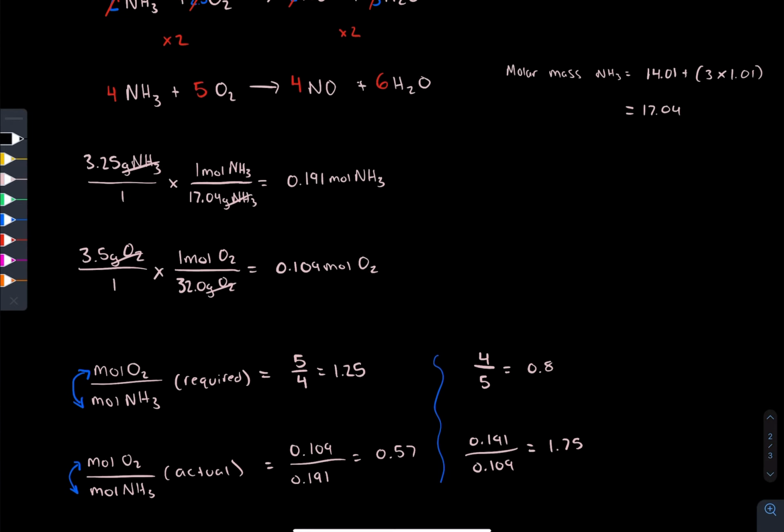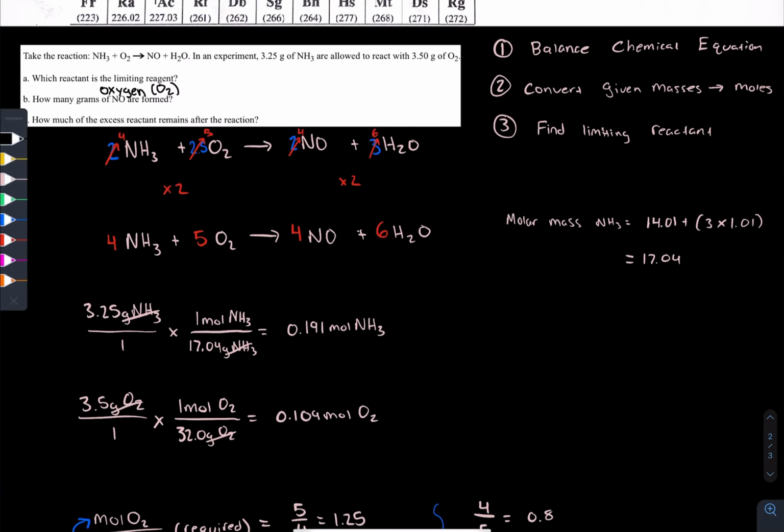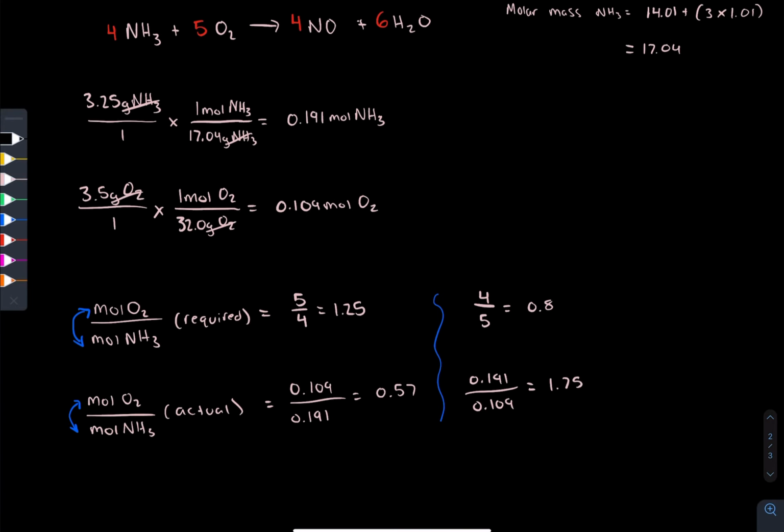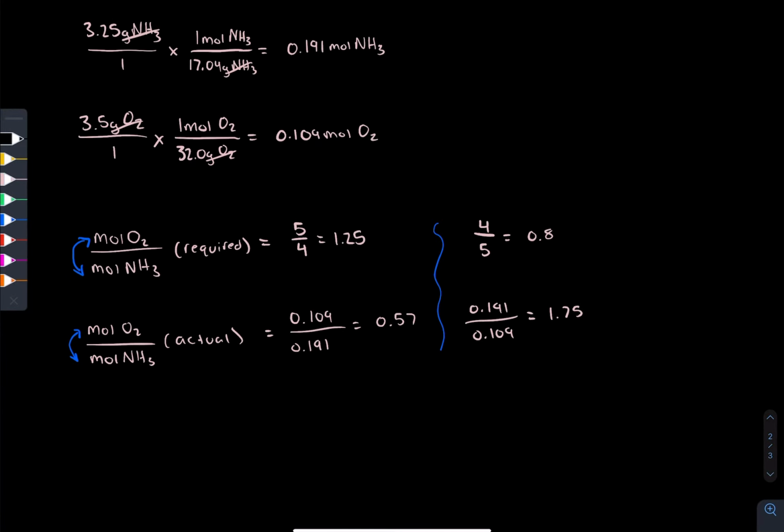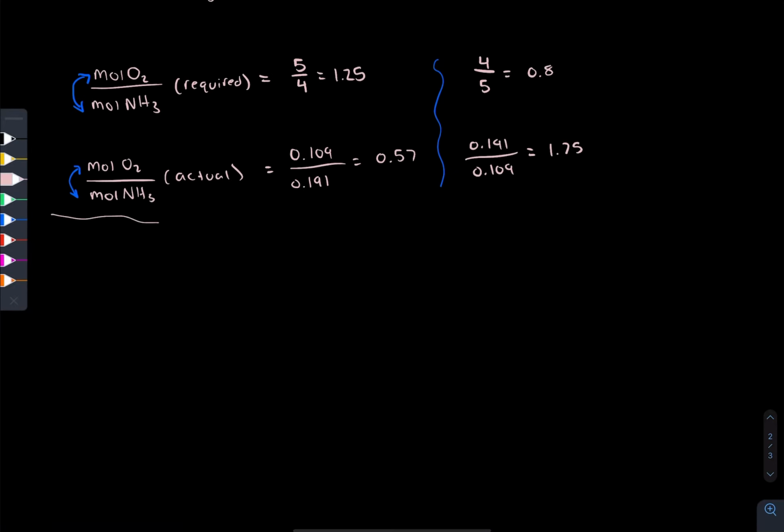So now we are asked how many grams of NO are formed. And to do that, we have to use the limiting reactant because that's what's going to run out first. So since our limiting reactant is oxygen, we'll use the moles of oxygen, which is 0.109. So we'll take that down here. I'm going to just bridge this off so you know that we're starting something else. So 0.109 moles of oxygen, and we'll put that over 1.